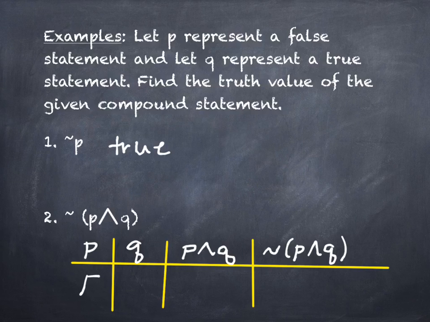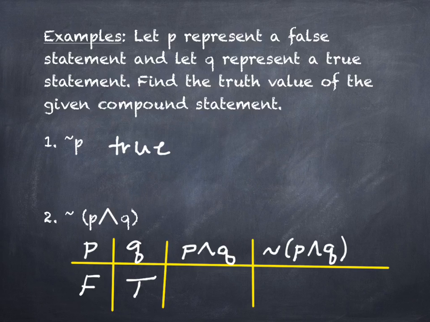False. So we're just going to write false in there, because we don't have to do a whole truth table. They told us what P was. P was false. So it's kind of like I'm doing a one-line truth table, because I was given more information at the beginning of this particular problem. What did they tell me about Q?